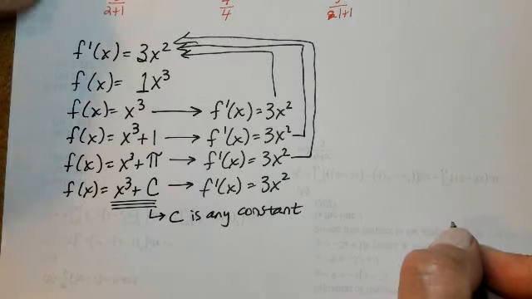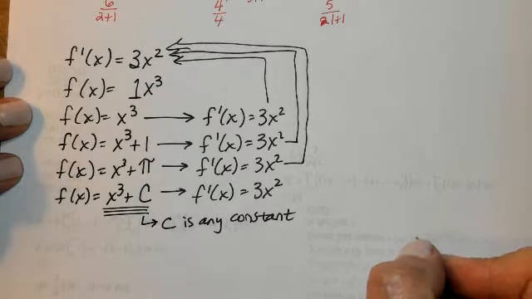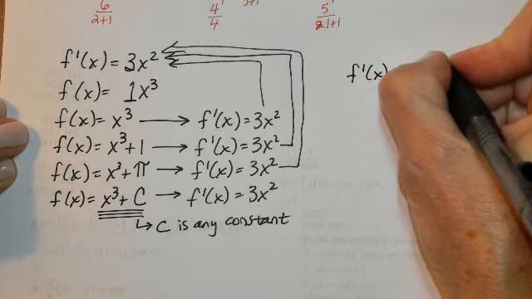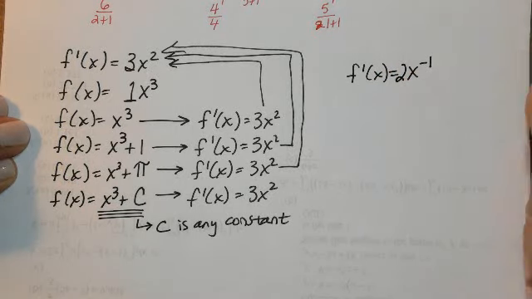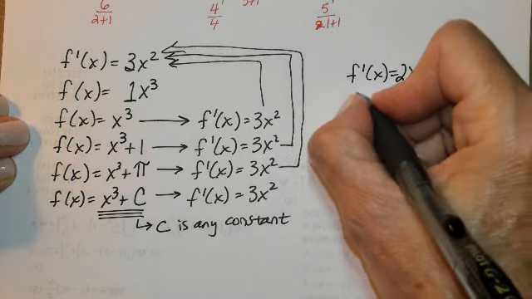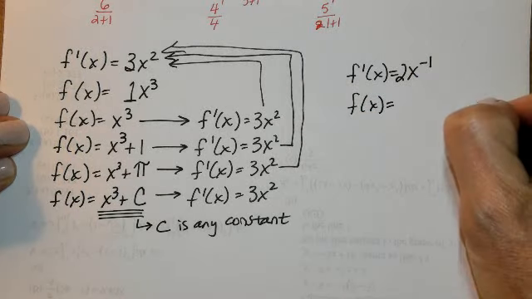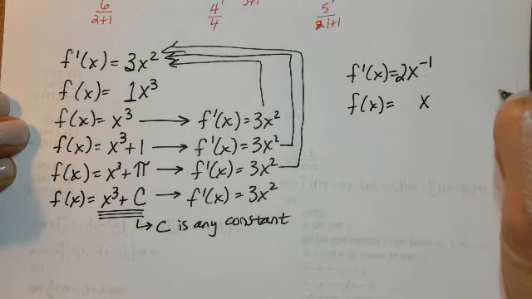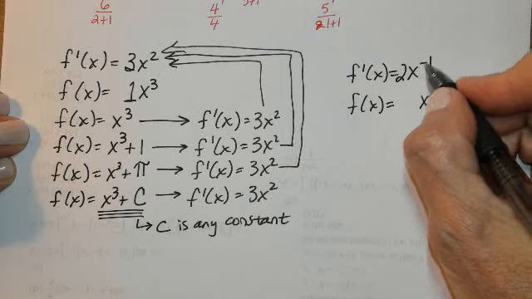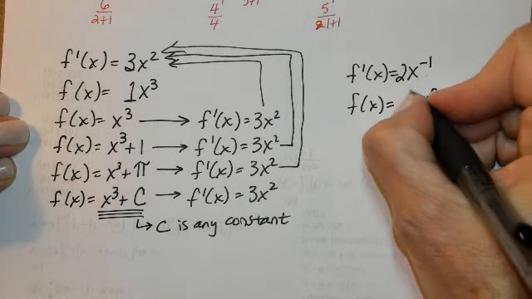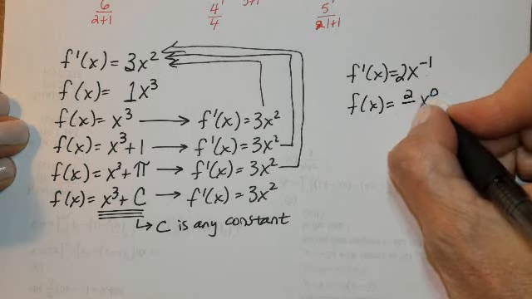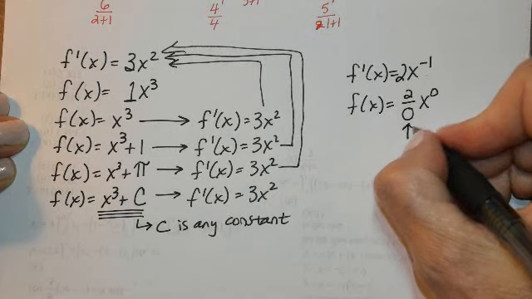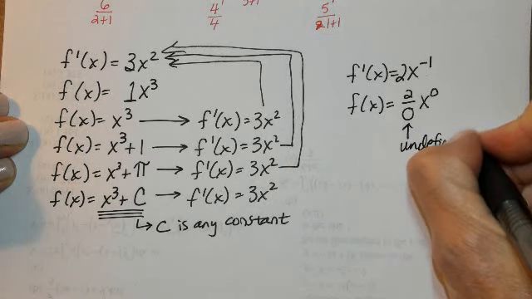Okay, a word about notation. Before I do that, let me come over off to the side here. What if we had f prime of x is x to the negative 1? In fact, let's make it 2x to the negative 1. Let's try to find the antiderivative here. So we add 1 to our exponent, correct? Negative 1 plus 1 is 0. And then we divide our old coefficient by our new exponent. What's wrong with that? Well, that's an undefined value.